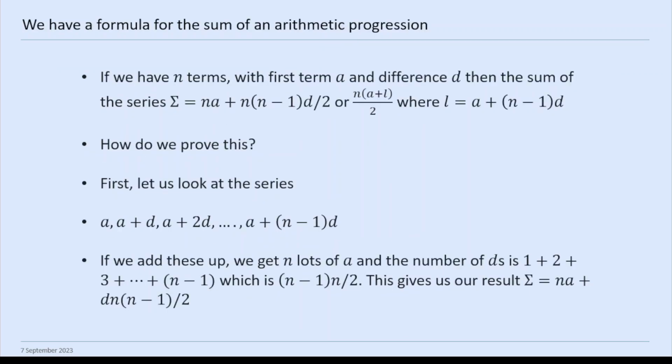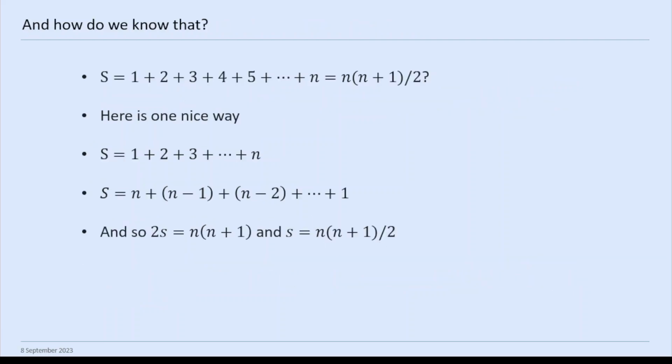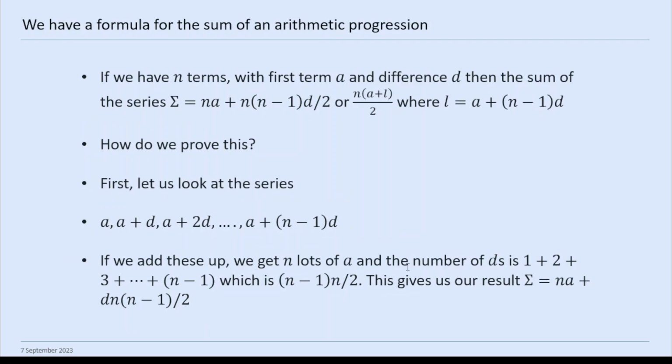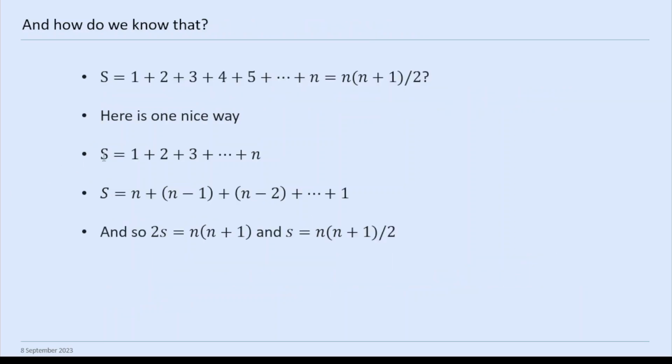Basically, it gives us the result because we've got d times (n minus 1) n over 2 from here, and then the previous one is just n lots of a. And how do we know that the sum of all the numbers from 1 to n minus 1 is (n minus 1) n over 2? We're going to prove a similar result here, which is that the sum of the numbers from 1 to n is n times (n plus 1) over 2.